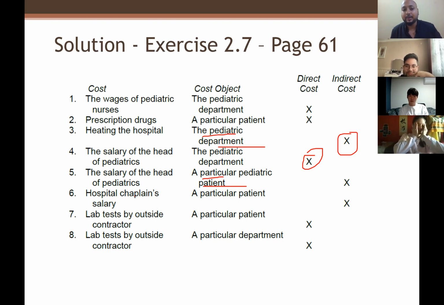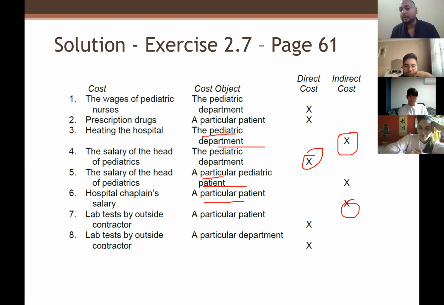Number 6, hospital chaplain's salary. A particular patient, indirect cost. Chaplain salary is only department wise, and it has nothing to do with the individual patient.